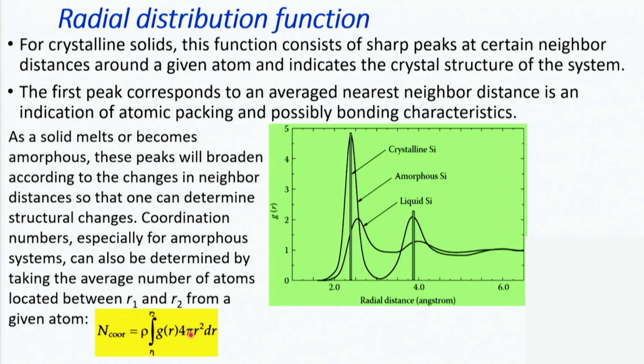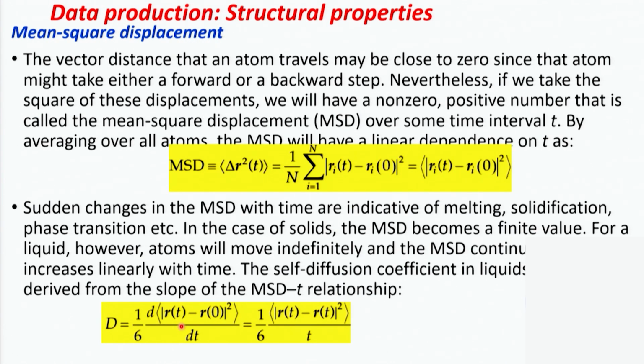Coordination number also, if you know the RDF. Okay. Also, apart from the RDF, we can get the mean square displacement, which can be used to get the diffusion coefficient and all. Okay. What is mean square displacement?